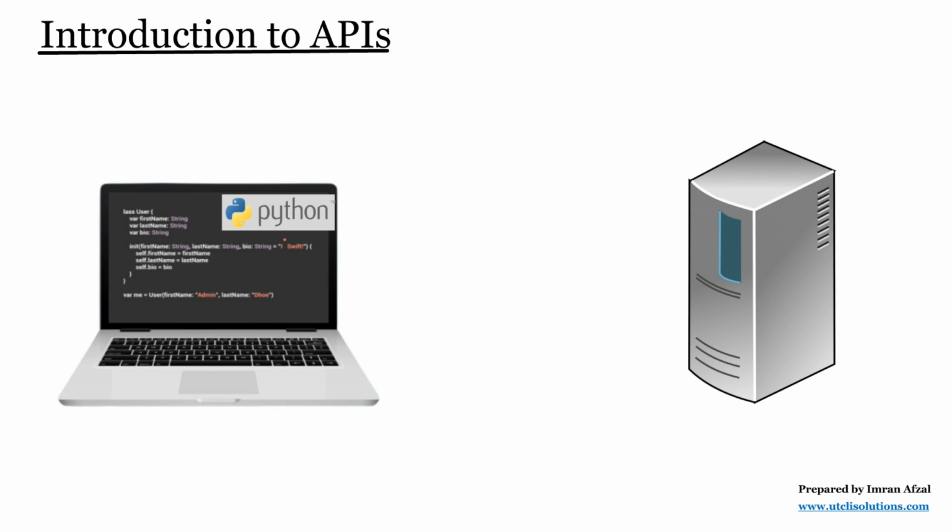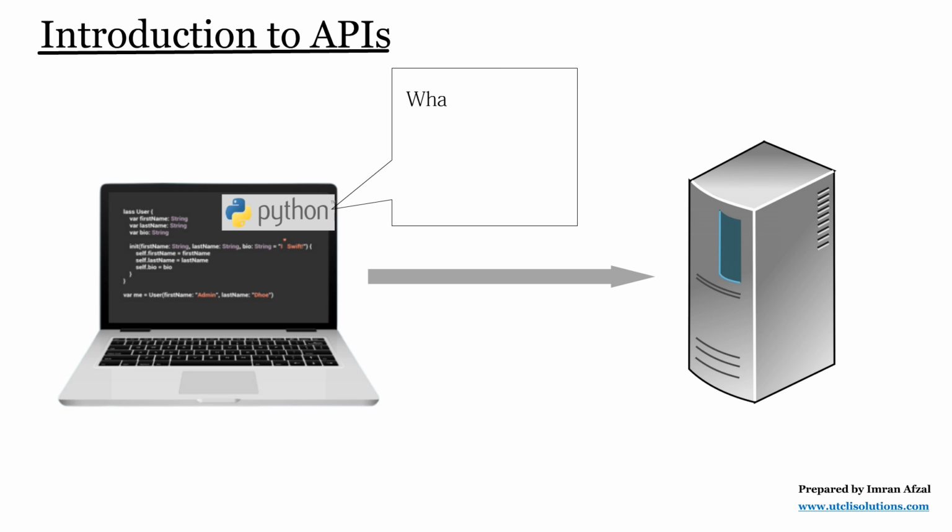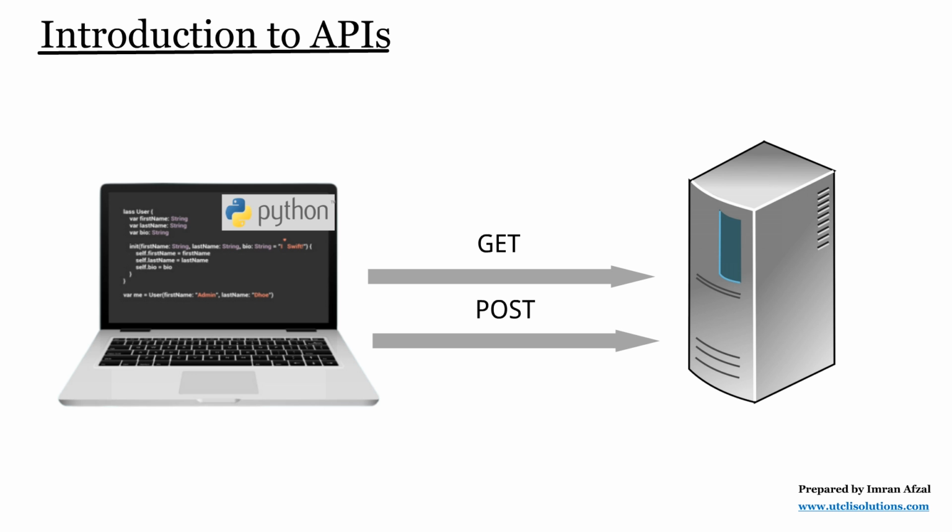Let's think about what happens behind the scenes. When a Python program sends a message to another server asking for something specific, that message usually includes a few important details: what you want, how you want it, and who you are. These requests are usually made using a method called GET, which simply asks for data, or sometimes POST when you're sending new data to be saved. Python has a special tool called the requests module, which makes sending these types of messages very easy.